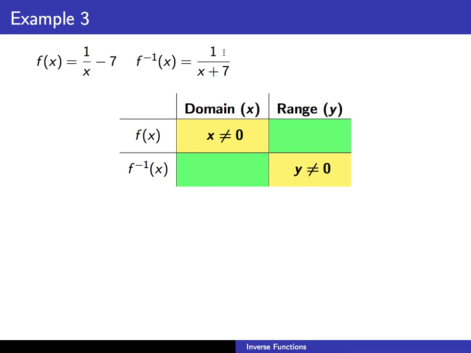Now, if we look at the domain of our inverse function, we have x plus 7 in the denominator, and x plus 7 is not allowed to equal 0, which means x is not allowed to equal negative 7. So our domain of our inverse function says that x is not allowed to equal negative 7. That's going to match the range of our original function. So our original function is all real numbers for y except negative 7. So in our original function, we'll get back any number in return except negative 7.